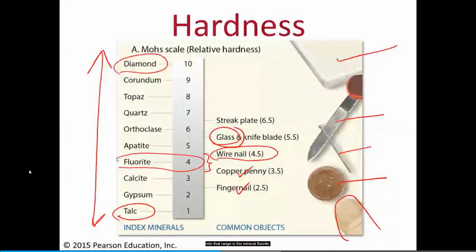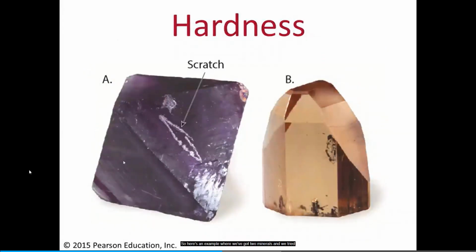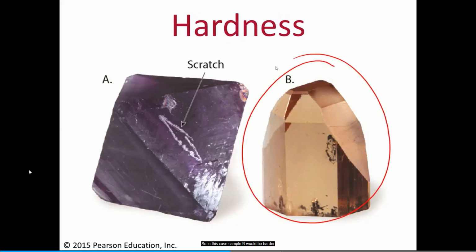Range is the mineral fluorite. So here's an example where we've got two minerals and we've tried to figure out which one is harder. Basically all you have to do is grind them against one another, and whichever one succeeds in scratching its neighbor is the harder of the two. So in this case, sample B would be harder because it scratched sample A.